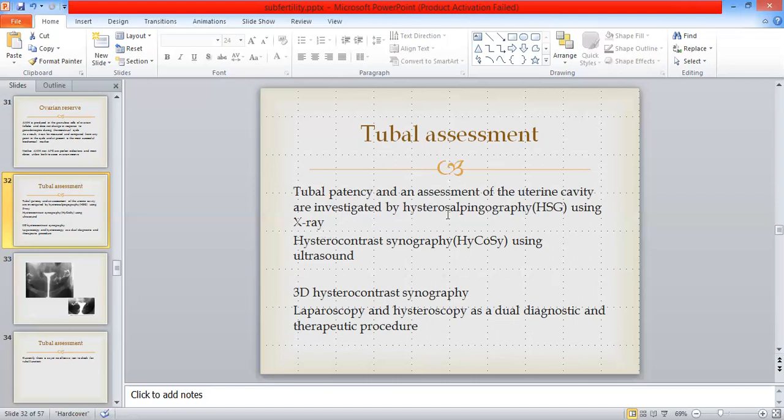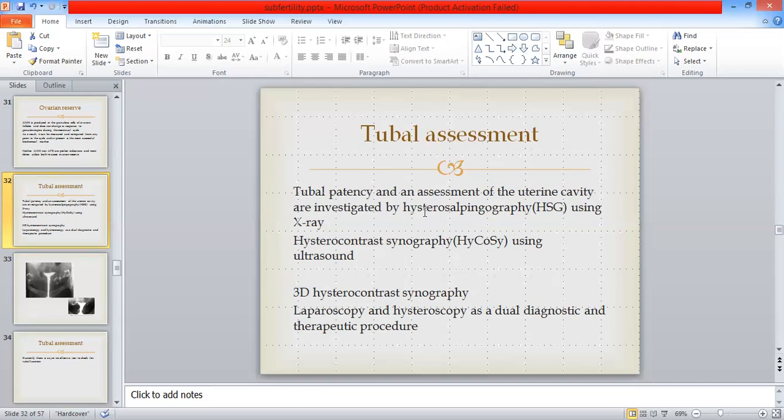In hysterosalpingography, we are doing X-ray. I am telling you a brief procedure of this tubal assessment. In hysterosalpingography, we are passing a catheter, a Foley's catheter, through the cervix into the uterine cavity. And through the Foley catheter, we inject some radio-opaque dye into the uterine cavity. And after giving the dye, we take an X-ray of the patient.